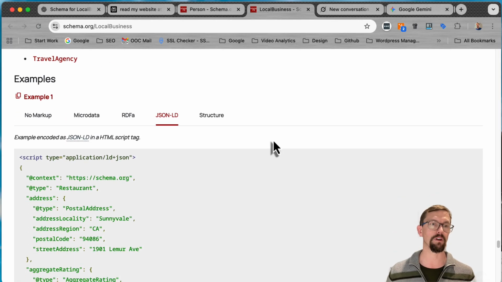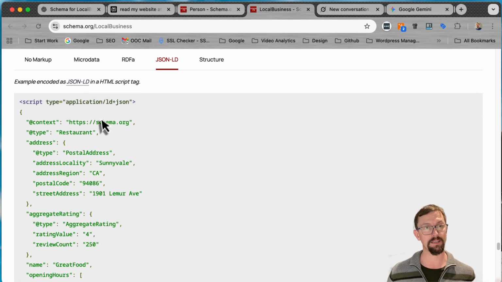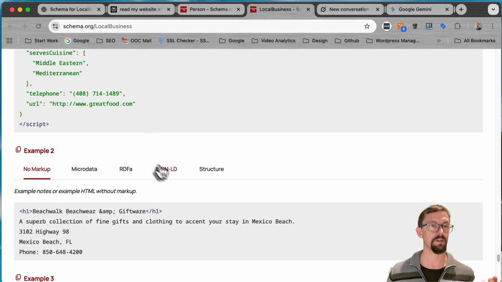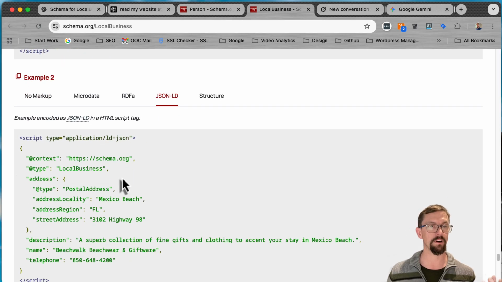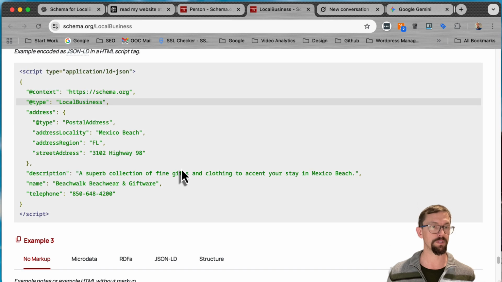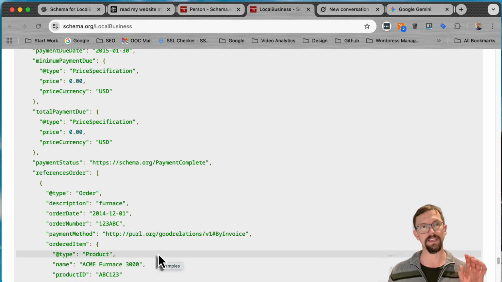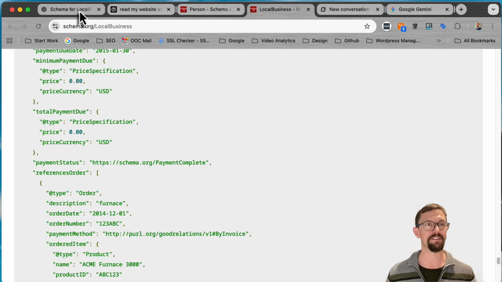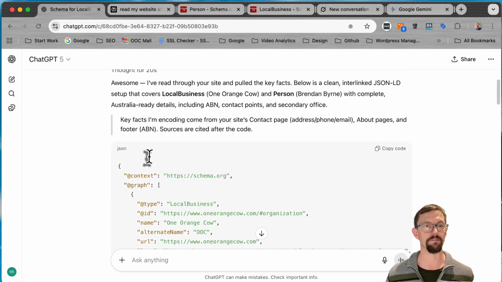It's similar for local business. It's exactly the same concept. We're just defining, in this case, a restaurant, or in this example, we're defining a small business. Google and the AI bots love this information. So let's see what we got so far.